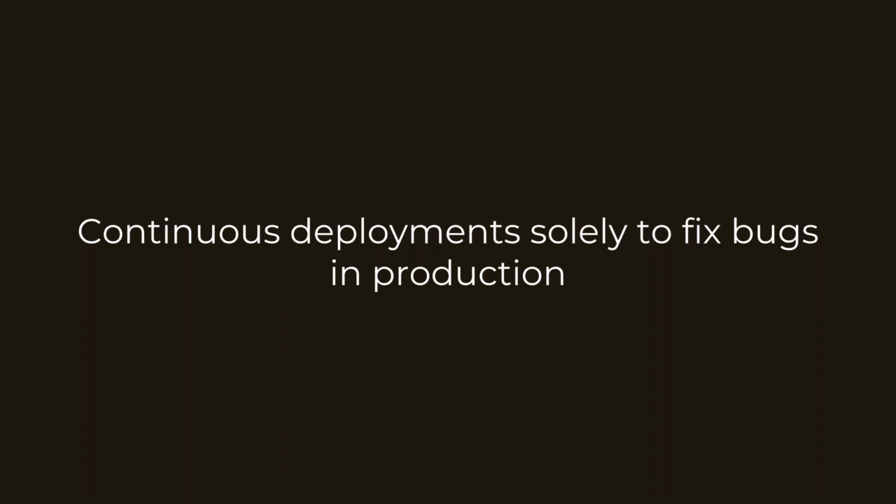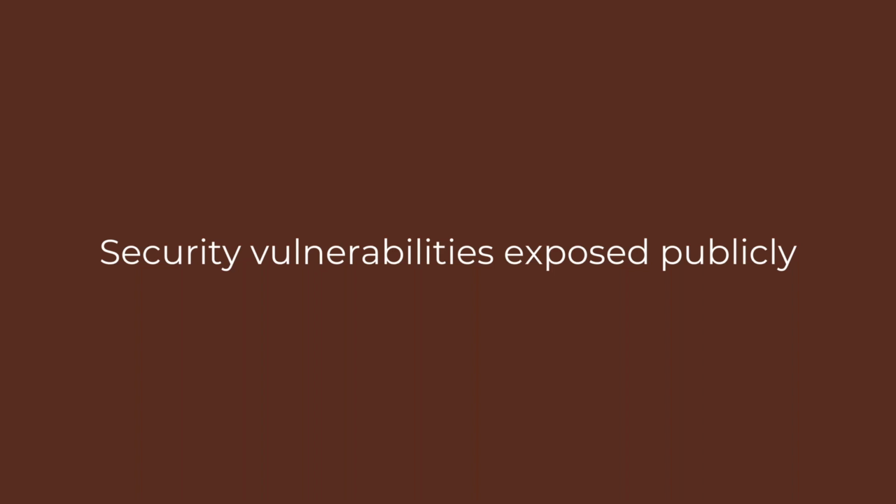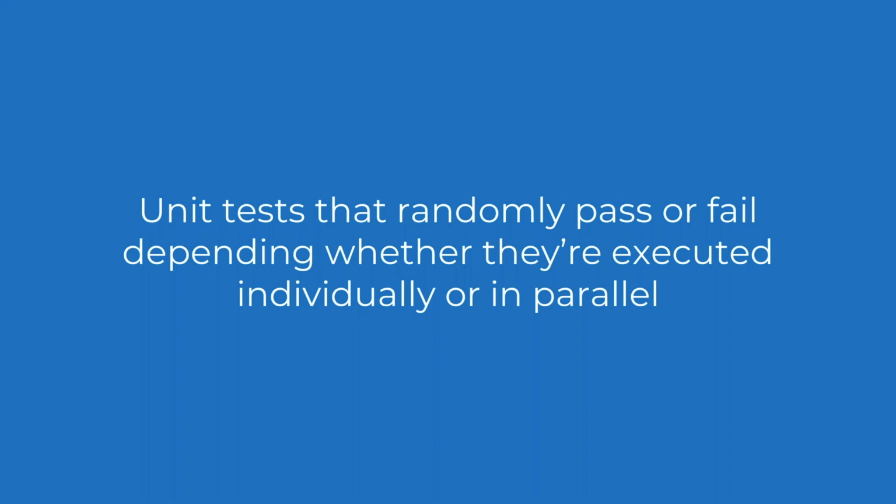If you have to deploy in production many times a day just because you're fixing a bug, that's a side effect of technical debt. If you have security vulnerabilities that are exposed publicly, that's also a side effect of technical debt. Sometimes we also have unit tests that randomly pass or fail depending on whether they're executed individually or in parallel. That's also a side effect. And by the way, all this happens sometimes in my projects as well. So I'm not immune to this.